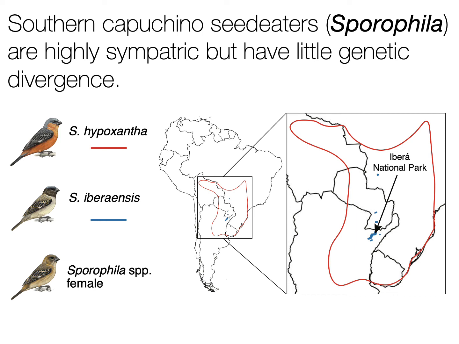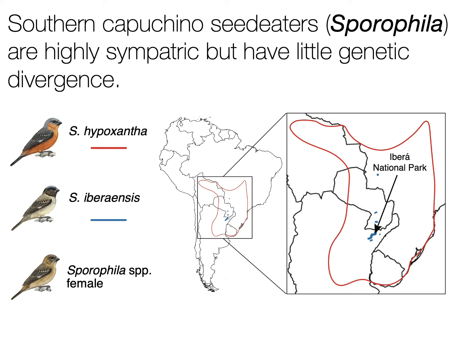To do this, she worked on a widespread species, Spirophila hypoxantha, and a very uncommon species, Spirophila iberensis. Spirophila iberensis actually was only first recorded in 2001. Since it was recorded, it has increased in population size, but prior to 2001, no one had ever seen one. Pictured here is also a Spirophila female. Females are indistinguishable both in our visual spectrum as well as the avian visual spectrum, which includes UV, which is important.